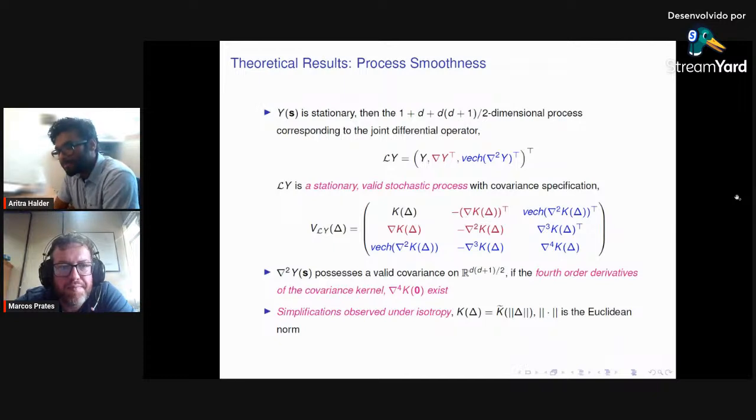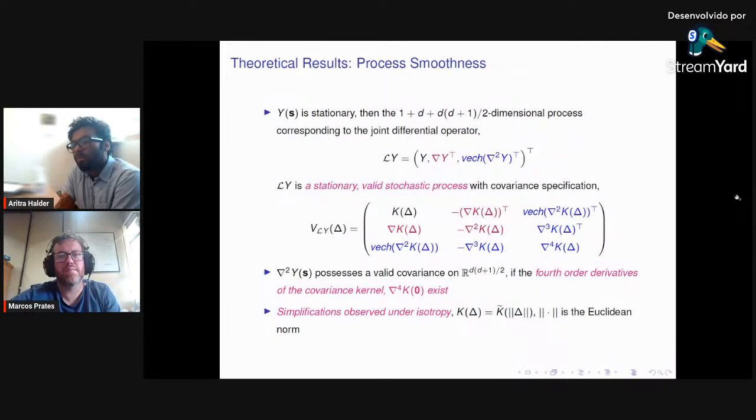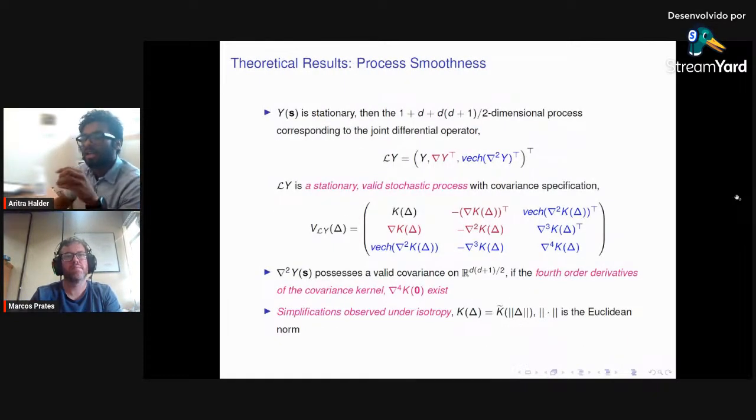All right. So of course, this gradient, when you're looking at one particular point, this delta is going to 0. So all you basically need is the fourth order derivative to exist at 0. If that exists, you are good to go, right?